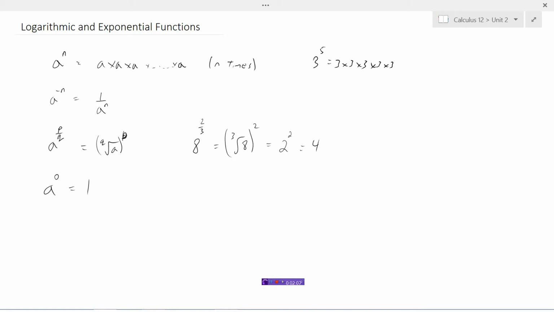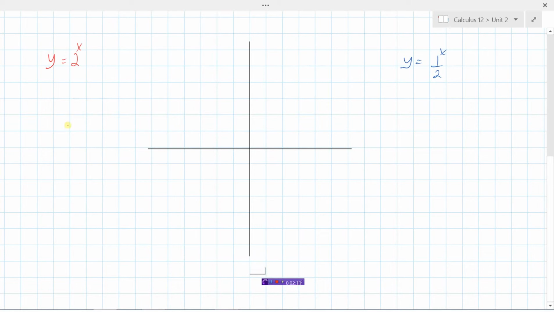Now let's look at the graph of some of these exponential functions. So let's look at the graph of, say, y equals 2 to the power of x. Well, we could make a table of values here. We could look at some x values. Let's just pick those. So if x is 2, 2 to the power of 2 is 4. If x is 1, 2 to the power of 1 is 2. If x is 0, remember from our exponent laws, 2 to the power of 0 is 1.